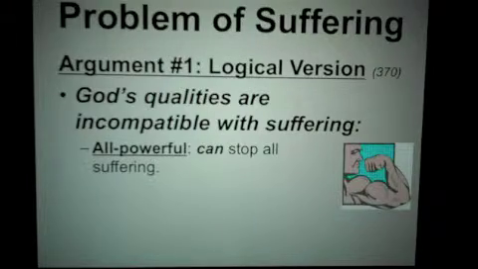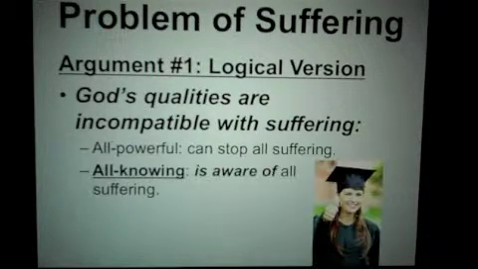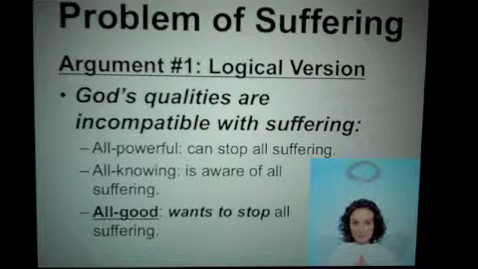Let's run through those big three qualities that we give to God. We say that God is all-powerful, and that means God is capable of stopping all the suffering. God is also all-knowing, according to our O3 definition. That means God is aware of all the suffering that's out there. God's super smart, knows about all of it. And God is supposed to be all-good. That means God wants to stop all the suffering that exists out there.